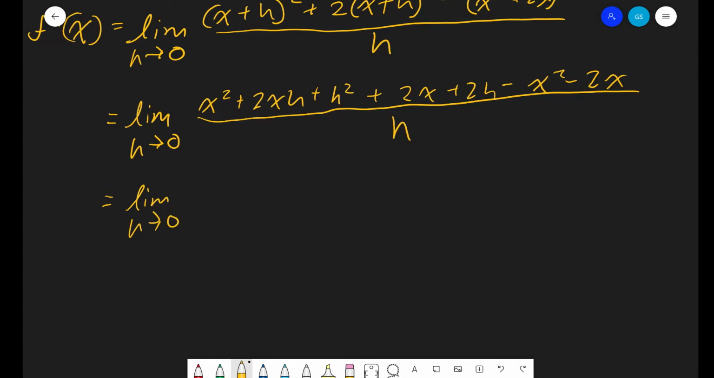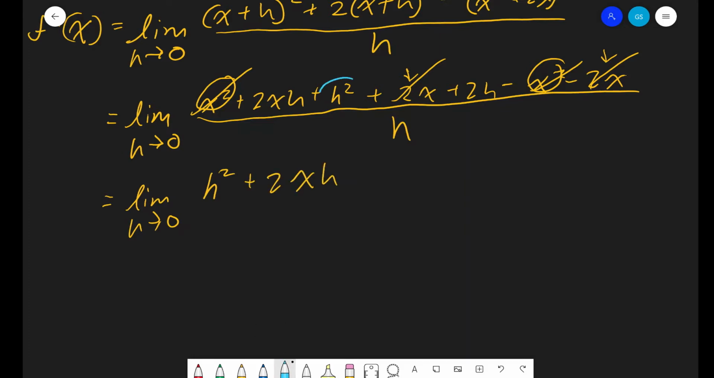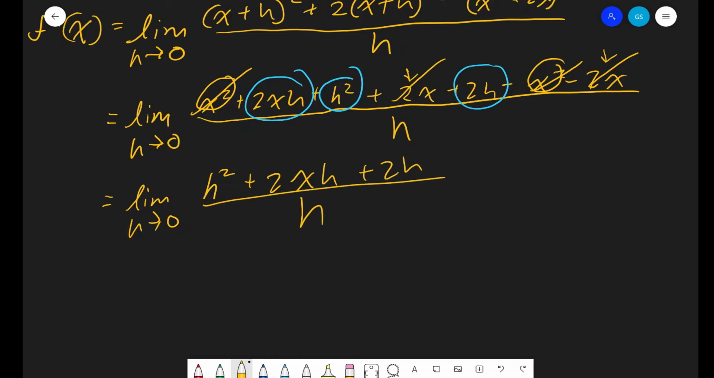Now we just do some basic canceling out. We can see that there's an x squared here, and there's an x squared here. That's x squared minus x squared, so they cancel out. We have a 2x here and a negative 2x here, so these just cancel out. And what we're left with is h squared plus 2xh plus 2h, all over h.